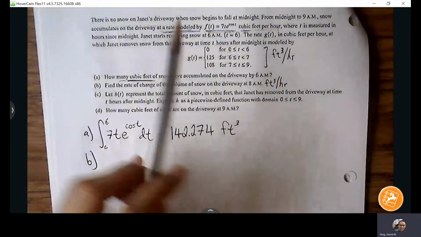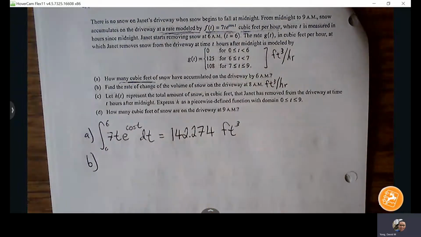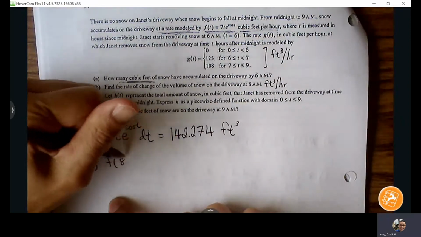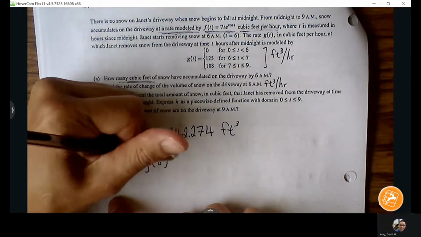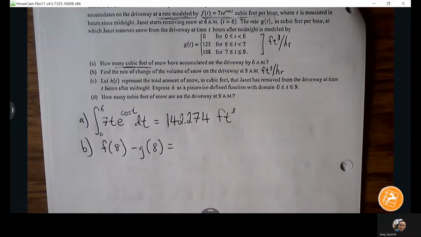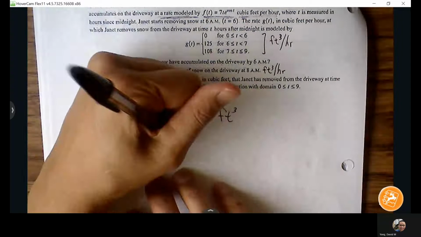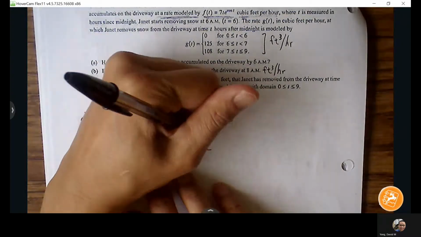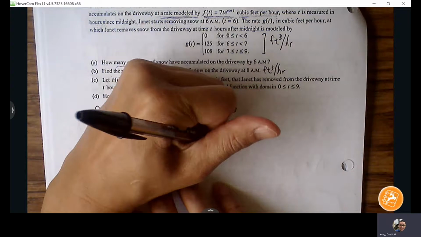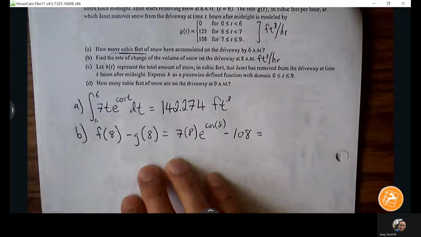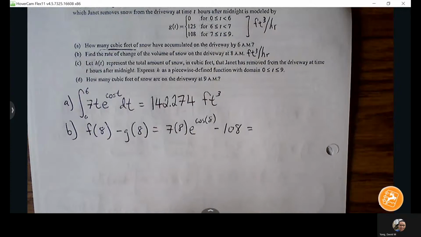Yeah, let's subtract, right? So we can figure out the rate at which snow is falling at 8 a.m. and the rate at which Janet is removing snow from the driveway at 8 a.m. and subtract those two, right? If one is greater than the other, then we know whether the amount of snow is rising or falling. So we'll do F of 8 minus G of 8. Okay, enter that in the calculator.